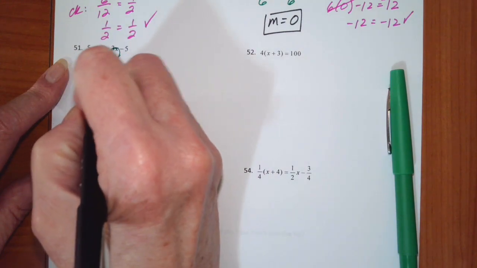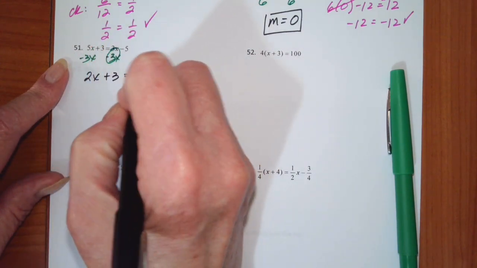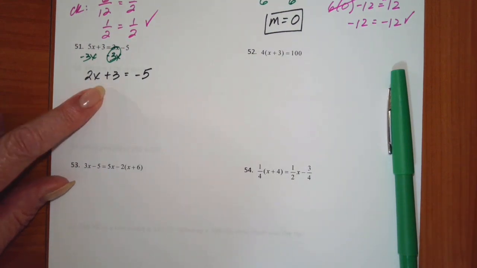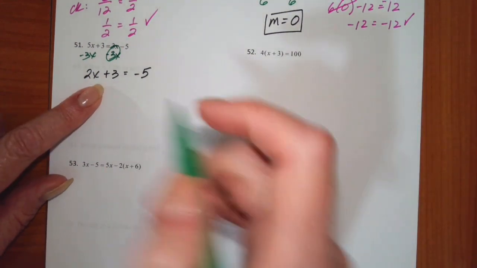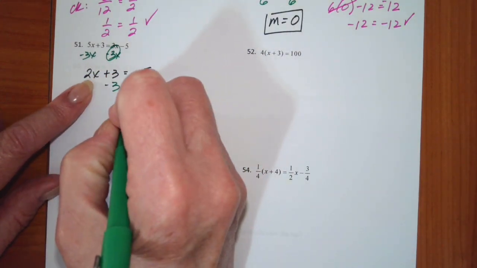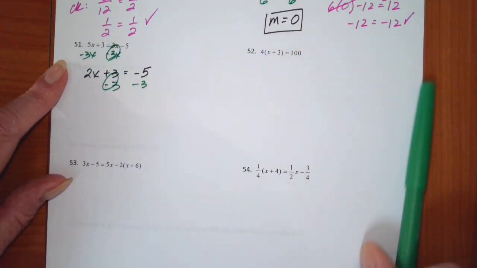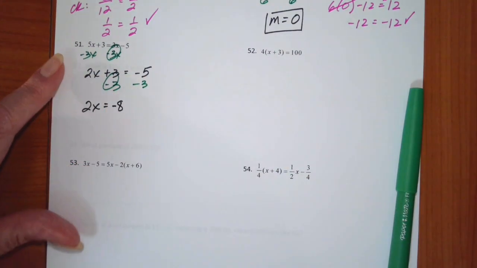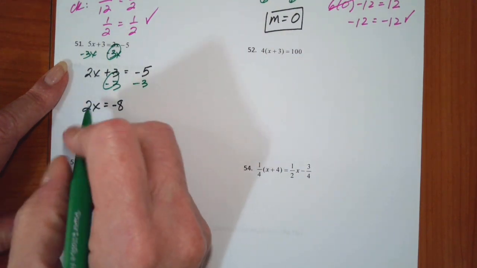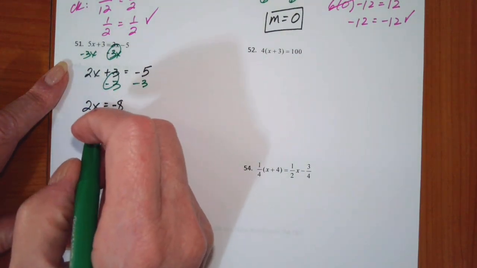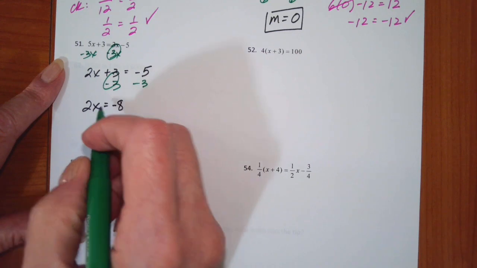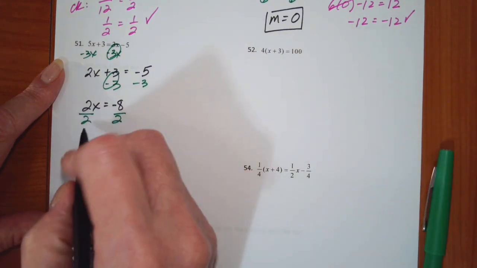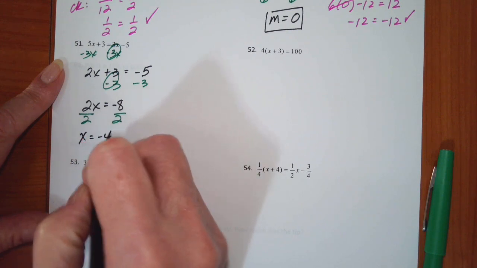So that gives me 2x plus 3 is equal to negative 5. Next, I have to subtract 3 from both sides. And that gives me 2x is equal to negative 8. And finally, I divide both sides by 2, which gives me that x is equal to negative 4.